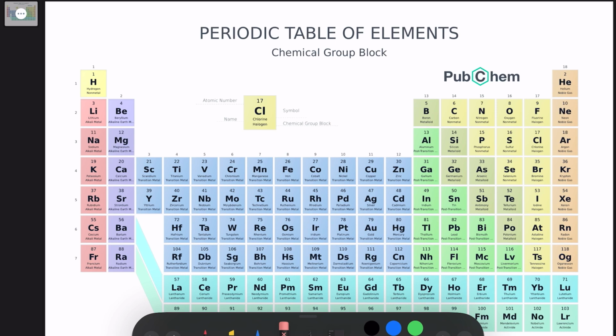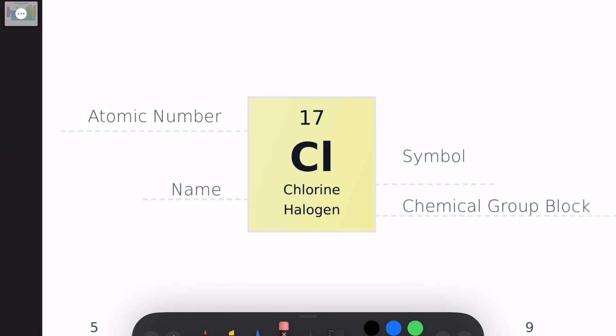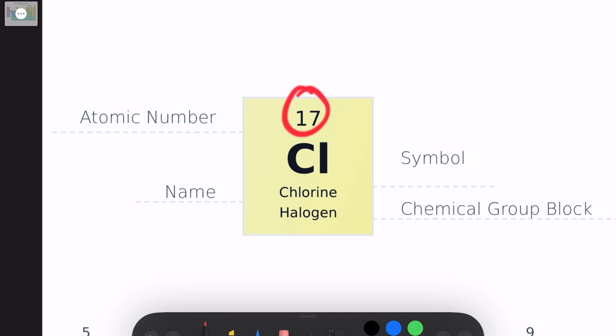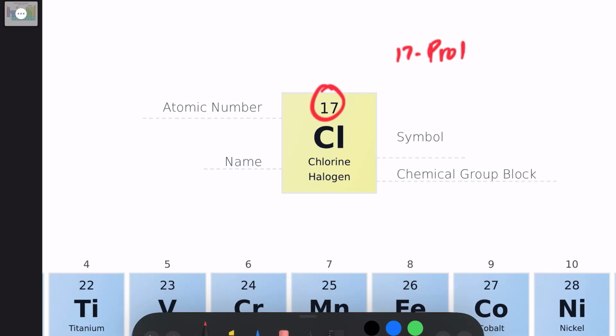You're going to see a lot of these obviously, and we're going to start off by looking at the element of chlorine. So right away we see the atomic number, the name, the symbol, and the chemical group block. This isn't super important, we'll learn this later on, so we can forget about the chemical group block for now and look at the atomic number. Right away we can tell that chlorine has an atomic number of 17, and that tells us that there's 17 protons in chlorine. This usually means that there's also 17 electrons.